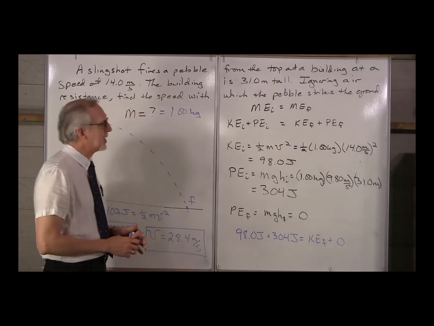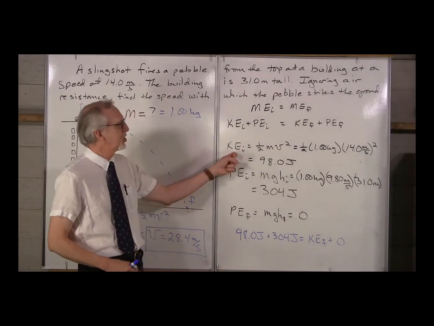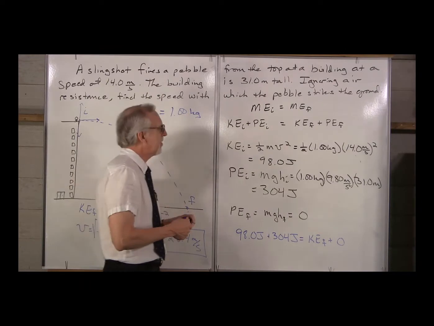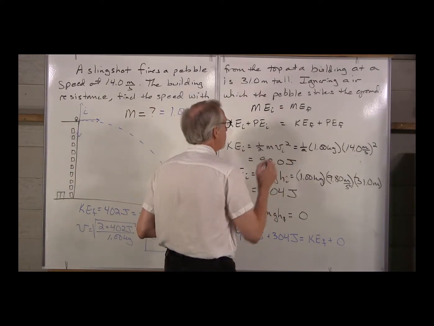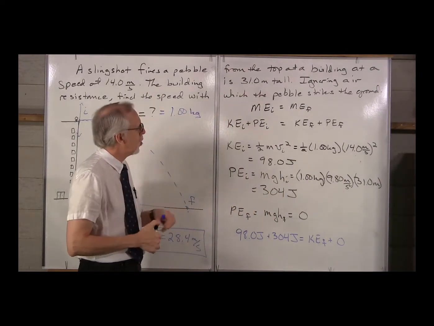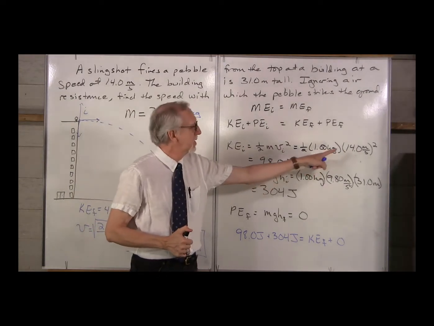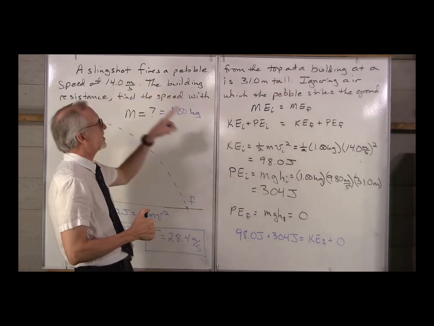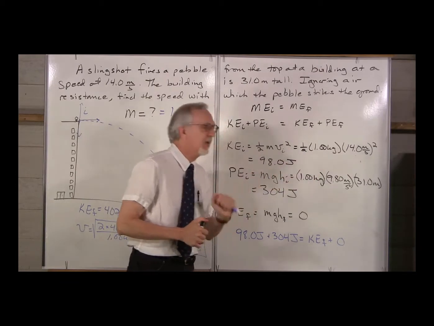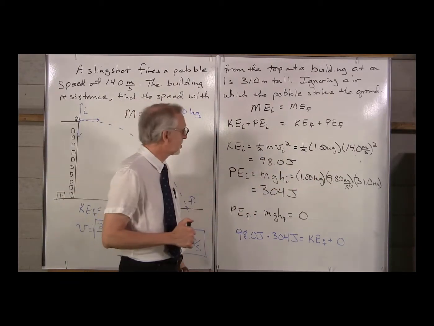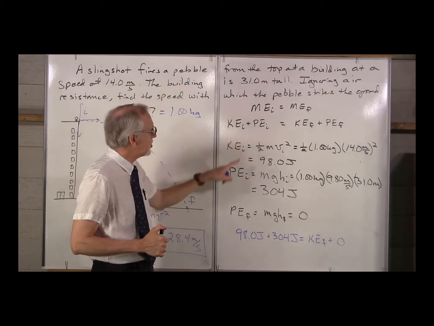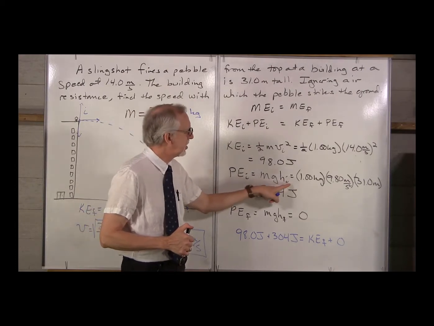Using a mass of 1 kilogram, we then have that the initial kinetic energy, 1/2 m v initial squared, is equal to 1/2 times 1 kilogram times 14 meters per second squared. Multiply that out, we get 98.0 joules. The initial potential energy is mgh initial.